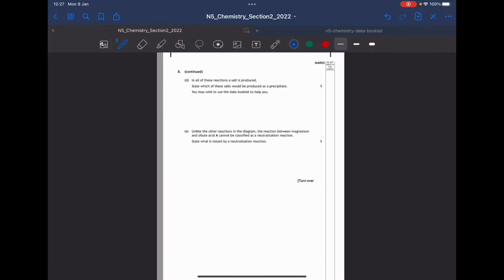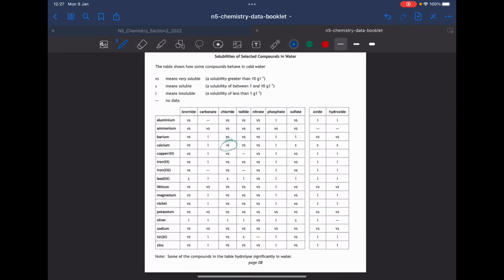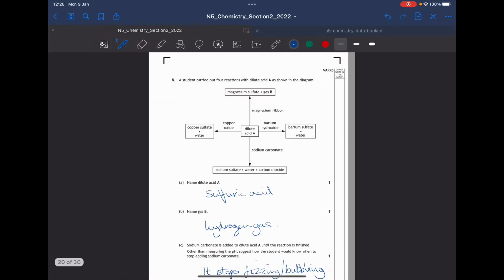So then D, in all of these reactions a salt is produced, state which of these salts would be produced as a precipitate. You may wish to use the data booklet to help you. So if it's a precipitate, it means it's going to be a solid, which means it's going to be insoluble. So when it says to use your data booklet, we want to look at the solubilities table. That's the big table with all the I's, the VS's, the S's in it. So we're looking for something that has an I, because that means it's insoluble, and so it would precipitate out and form a solid. So if we go back and remind ourselves what all the salts were.